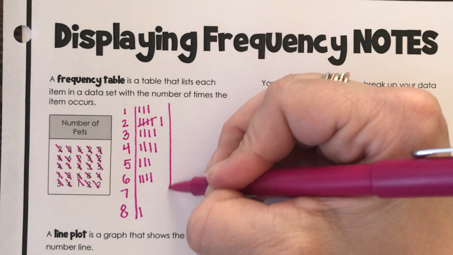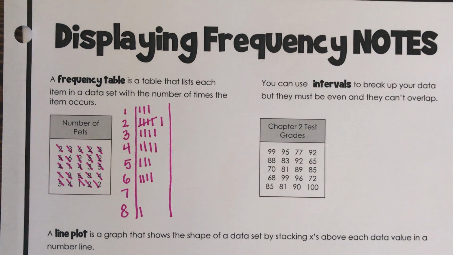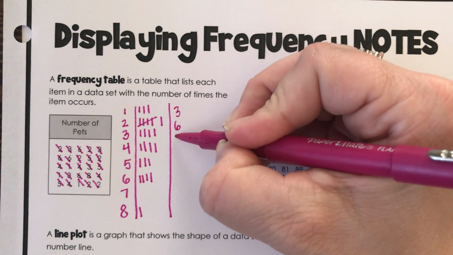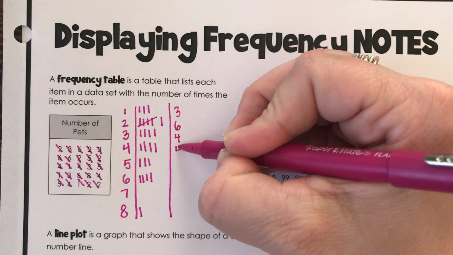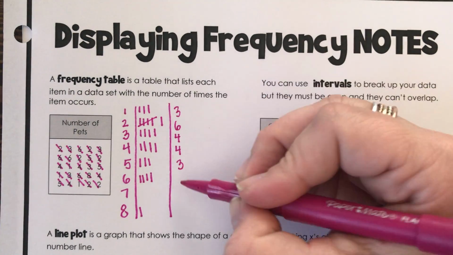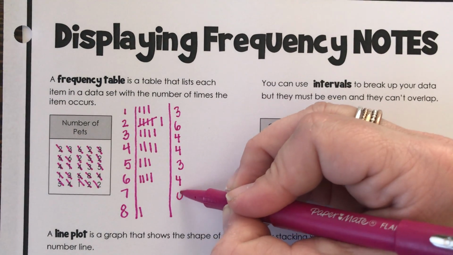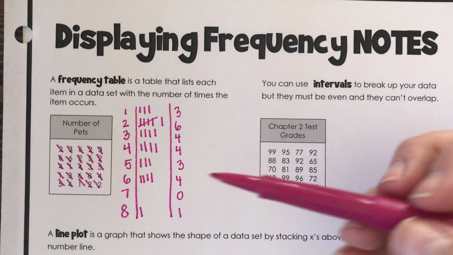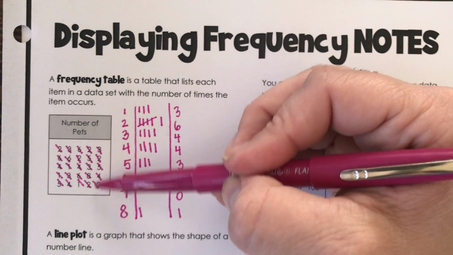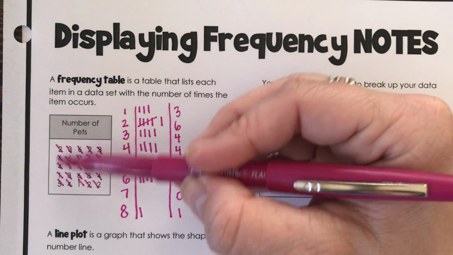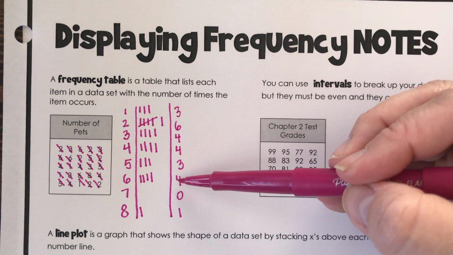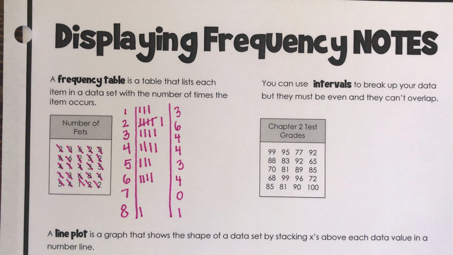5, 4, 1, 2, 2. Once we have our tallies, we're going to write the numbers. So we had 3 1s, 6 2s, 4 3s, 4 4s, 3 5s, 4 6s, no 7s, and 1 8. If you really want to double check, we should have 25 data items: 5, 10, 15, 20, 25, or 9, 13, 17, 20, 24, 25.